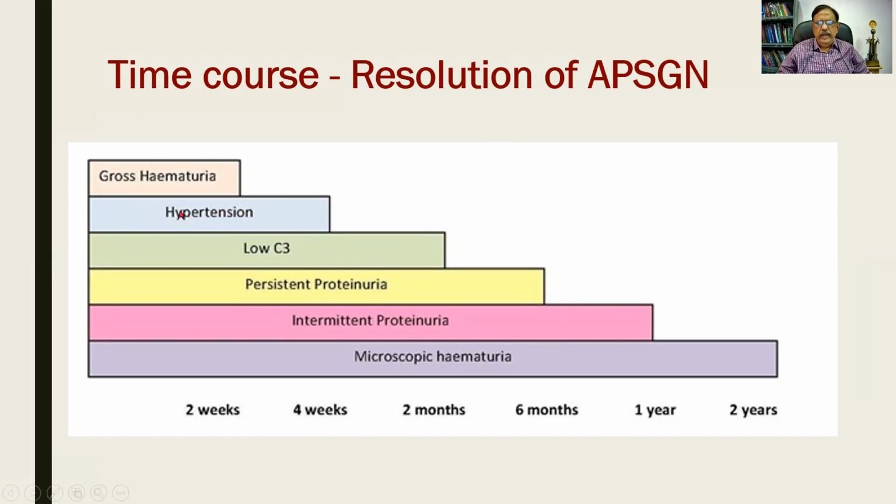The findings will be gross hematuria, hypertension, loss of the complements, persistent proteinuria, and there can be microscopic hematuria also. In some patients, it is self-limited, whereas in others, it can get prolonged for a long time, resulting in renal failure. So this will be the sequence of clinical features.